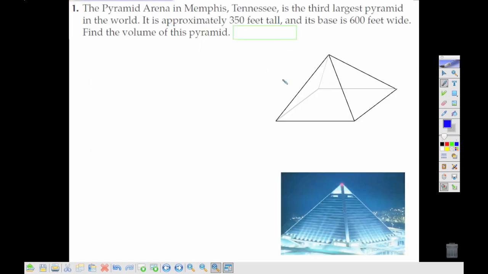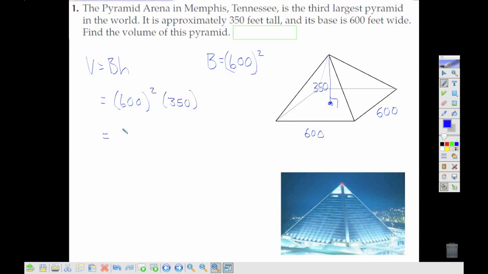Okay, so one example here, we have this pyramid that's a stadium in Memphis, Tennessee, and the base is 600 feet wide. That means we have dimensions of 600 and 600. It's about 350 feet tall, which would mean we're looking at the altitude here coming down the middle, and so that would simply be our height. So our volume being base times height, our base is that square there, so 600 times 600, or 600 squared, and then times the height, so 600 squared times 350 is going to give us 42 million cubic feet.